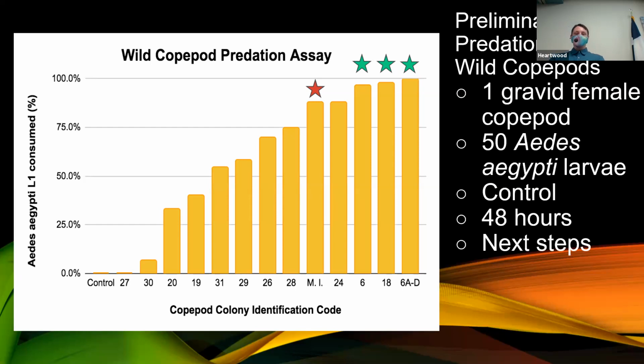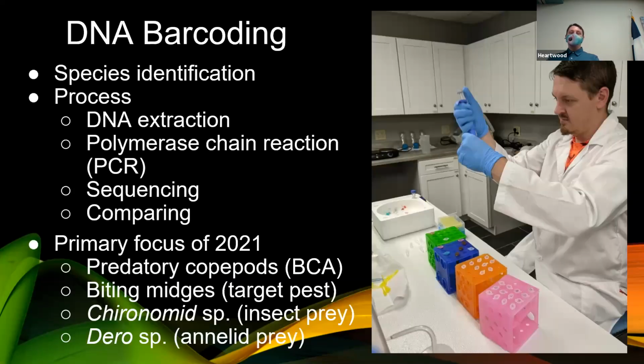Mesocyclops longisetus is marked with the red star above it. That one is the one that we know the species for sure, and it has a pretty good track record of eating mosquito larvae. Thus far we have three that are doing much better, nearly 100% predation rate. The next steps are to find out exactly what they are, for which we've implemented DNA barcoding, which we can identify at the species level.